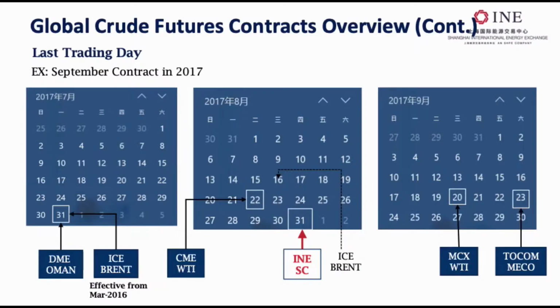While for INE, our delivery mode is physical delivery through the title transfer of the electronic standard storage warrant. So for the September contract, the last trading day is August 31st, which is the last business day of the month preceding the delivery month.